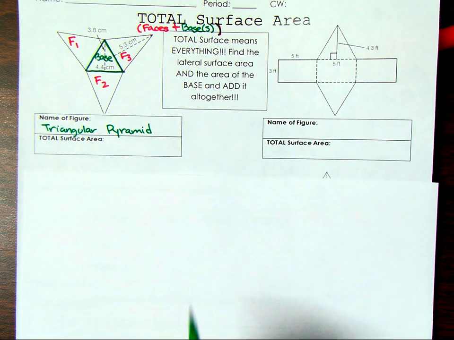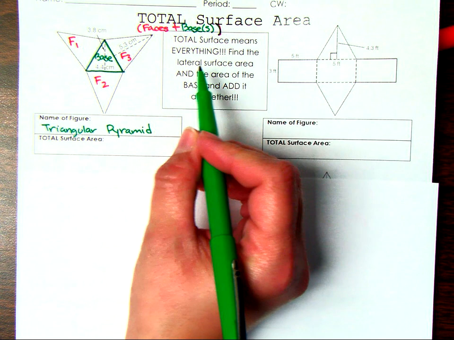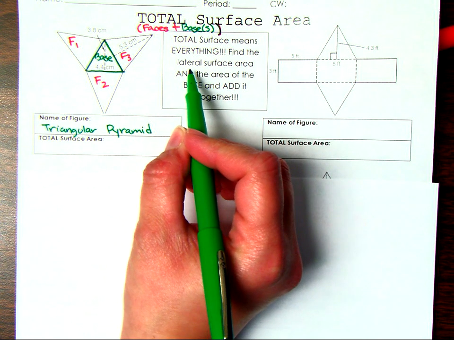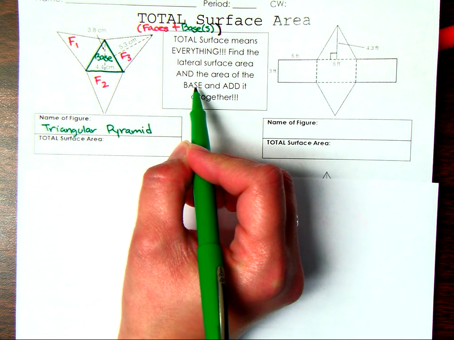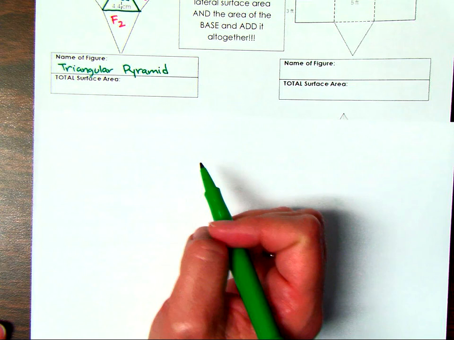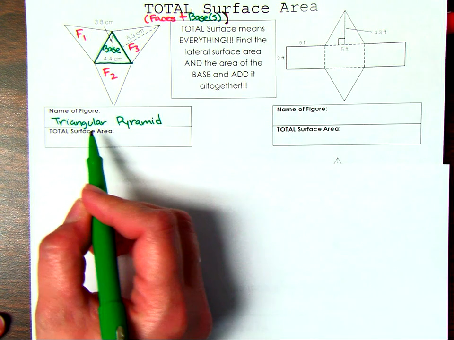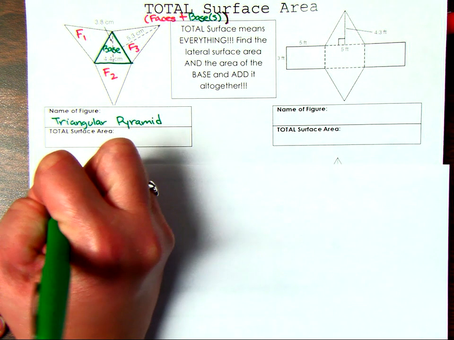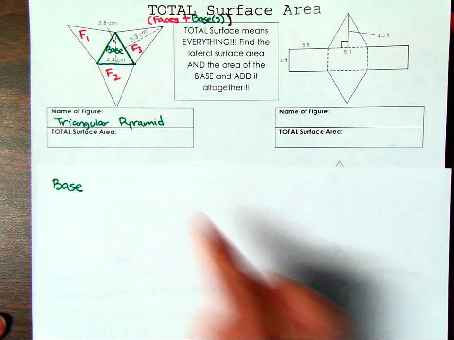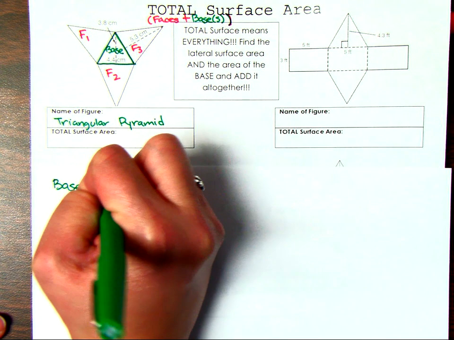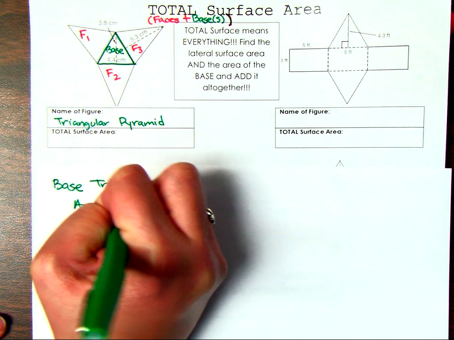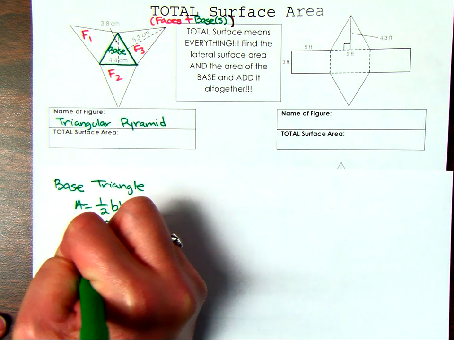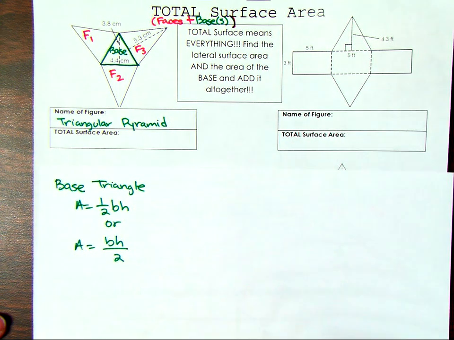Okay, so we're going to solve this first one. So again, if we want total surface area, that means everything. We want to find the lateral surface area like we've been doing in the previous lessons, but we're going to also add the area of the base or bases and add it all together. Okay, so total surface area means everything. So right here, I'm going to say the base. Well, because this base is a triangle, we're going to use the formula 1/2 base times height, or you can say base times height divided by 2.